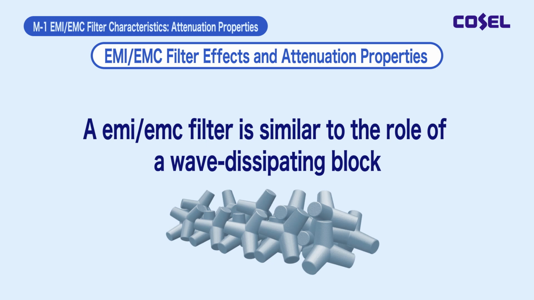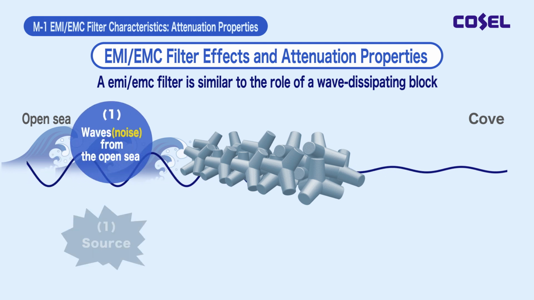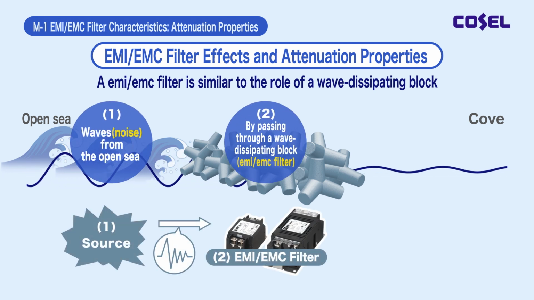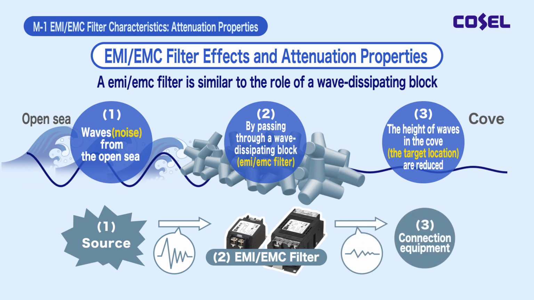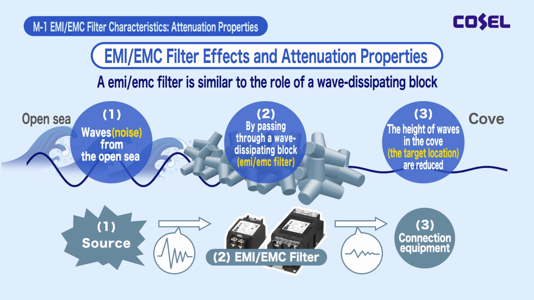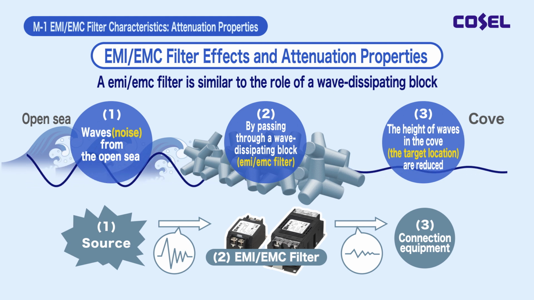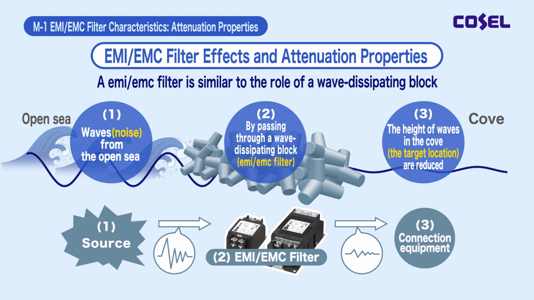The EMI/EMC filter acts like a wave dissipating block. Rough waves, representing noise in the open sea, pass through the wave dissipating block, which acts as an EMI/EMC filter. This reduces the wave height, that is, the noise level, so that the connected equipment in the cove is only exposed to a much smaller amount of noise. The ability of this wave dissipating block is the attenuation properties of the EMI/EMC filter.